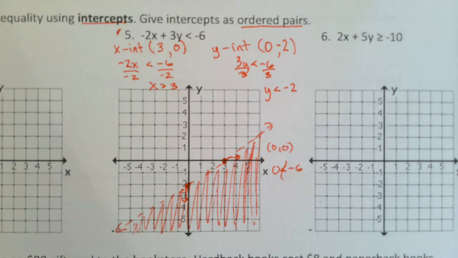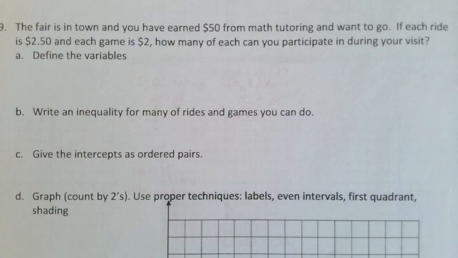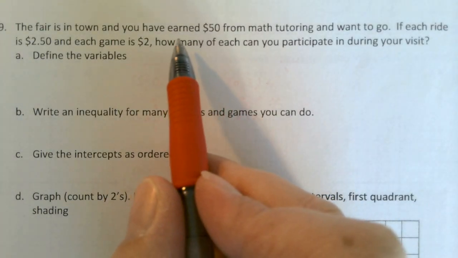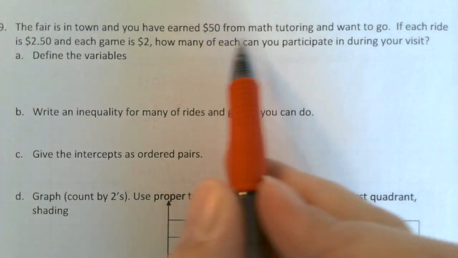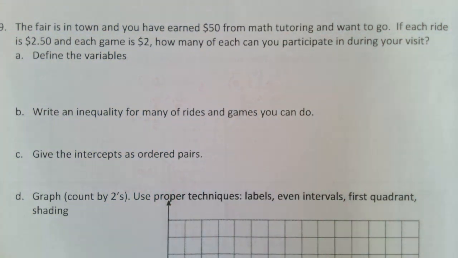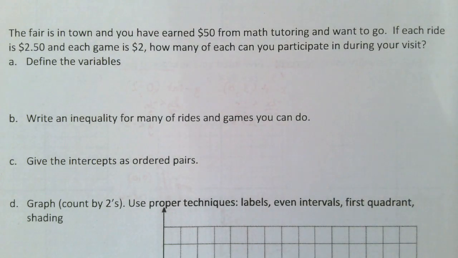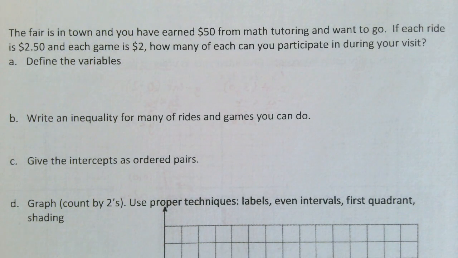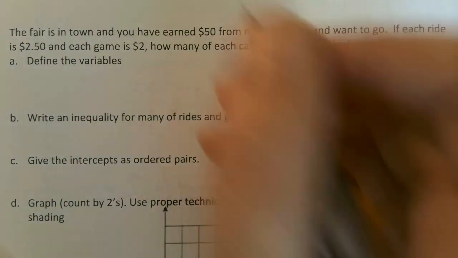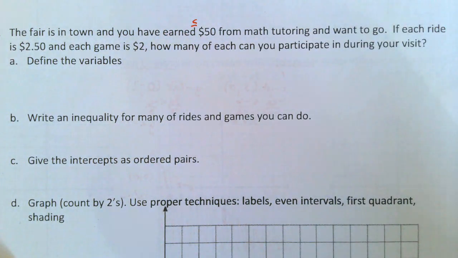Okay. All right. So the other one you asked about was number 9. So go ahead, flip over to number 9, give it a quick read. Okay, a really exciting word problem, right? So it said you've earned $50 from tutoring and you want to go to this fair. So if you have $50, I want you to think about this. How much money can you spend? That's all the cash you have. You can spend $50 or more, $50 or less. $50 or less. So what you spend has to be less than or equal to 50.